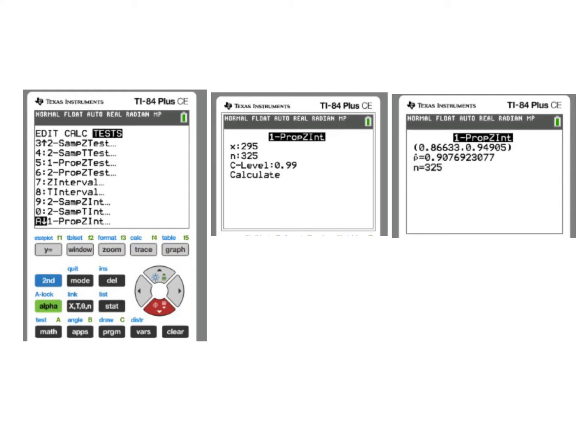In the last video, we used formulas to find the confidence interval for the probability of conceiving a girl using the XORT method. And we came up with a confidence interval of 0.867 up to 0.949. So now I want to show you how to do this on your calculator.